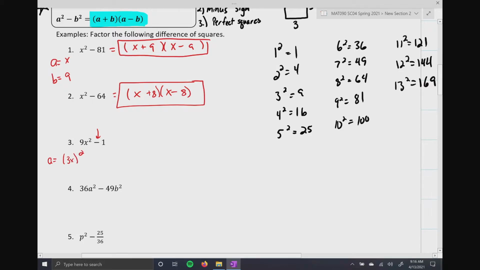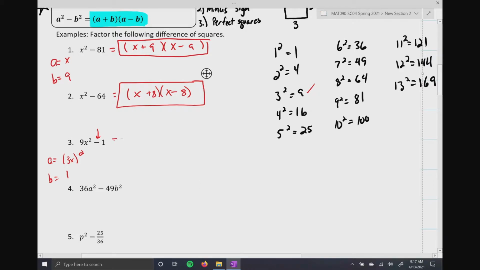So when I look at the very first term, that 9x squared, you got to think, is 9 a perfect square? Yes, it's right here. So what squared equals 9? Well, that's going to be 3. X to the second power, no matter what it is, it's always going to be a perfect square because it's squared already. So what you got to be able to do is just think, what number squared equals 9? And then we're going to write it in parentheses. So 3x raised to the second power. B is just going to be the number 1 because 1 squared is 1.